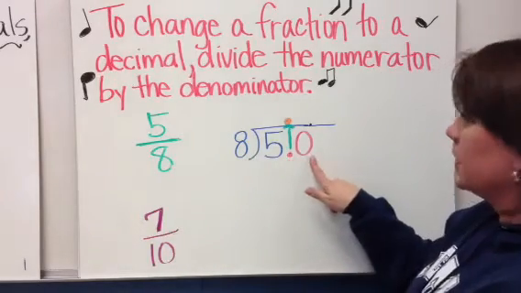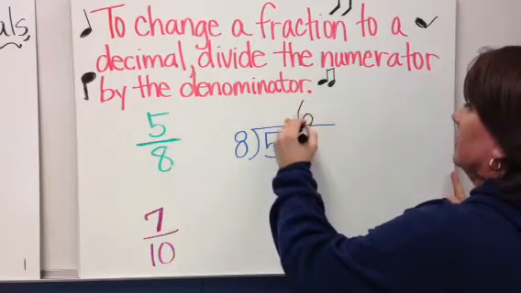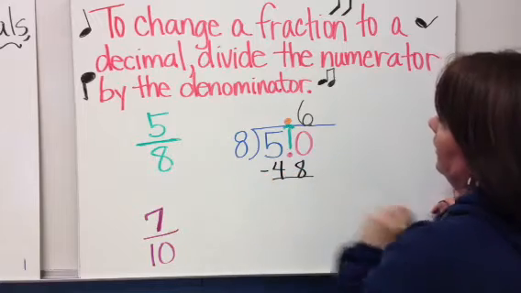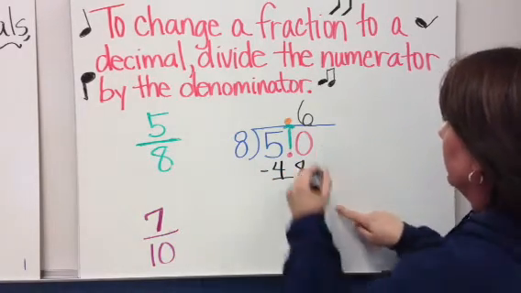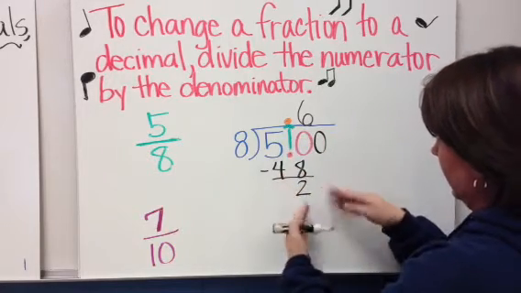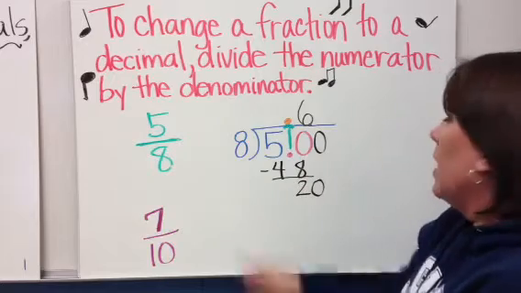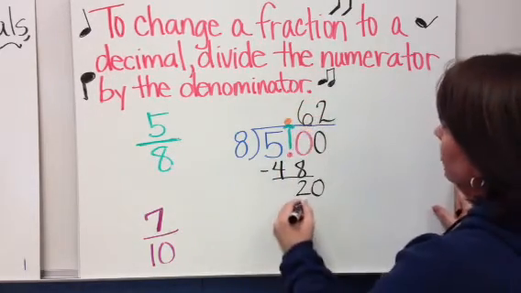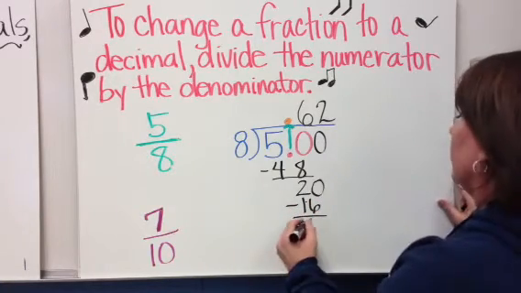I have to add a decimal and a 0, and 8 goes into 50 6 times. 8 times 6 is 48. 50 minus 48 is 2. And I'm going to add another 0 here because it doesn't end up having no remainder, so I have to add a 0, bring it down. 8 goes into 20 twice. 8 times 2 is 16. 20 minus 16 is 4.